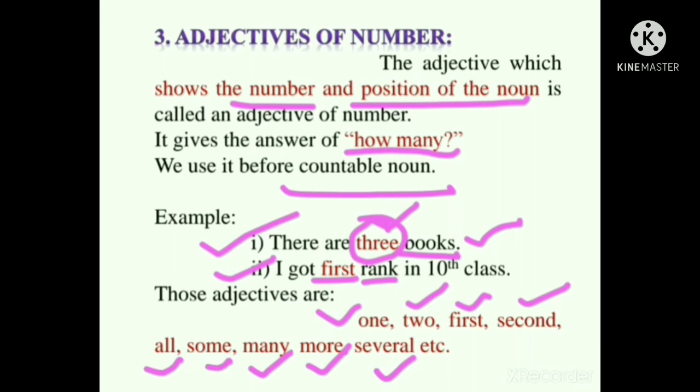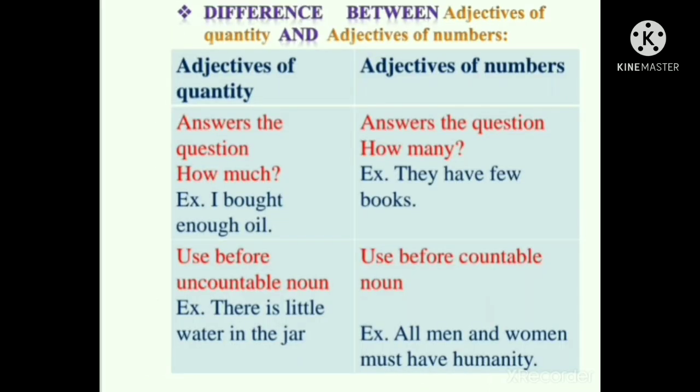Now there is one question in your mind, definitely I know it, because some adjectives of quantity and some adjectives of number are the same. Then how can we identify whether it is an adjective of quantity or an adjective of number? To understand this, just go for the difference between adjectives of quantity and adjectives of number. Adjectives of quantity answer the question how much, and adjectives of number answer the question how many.